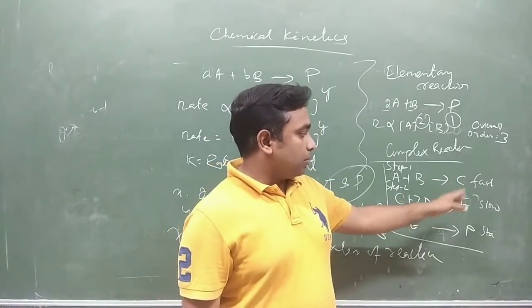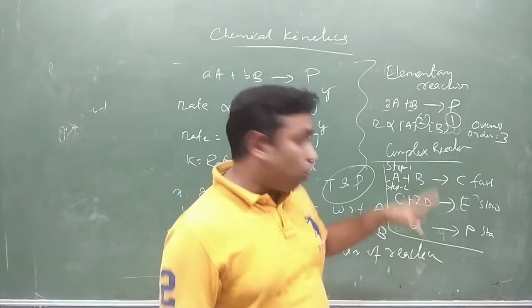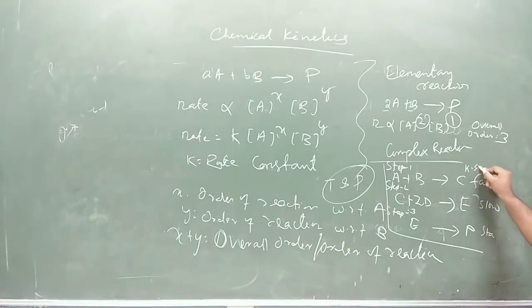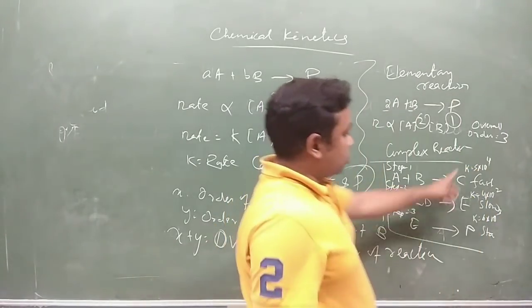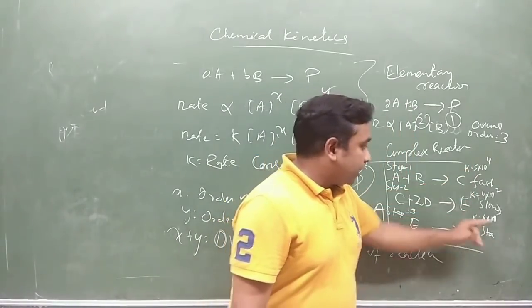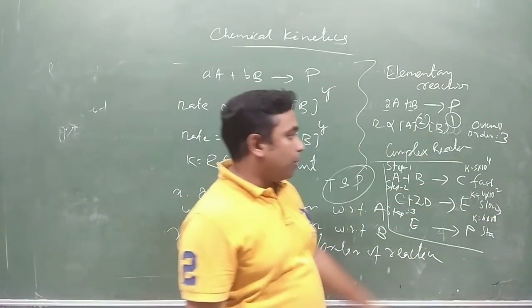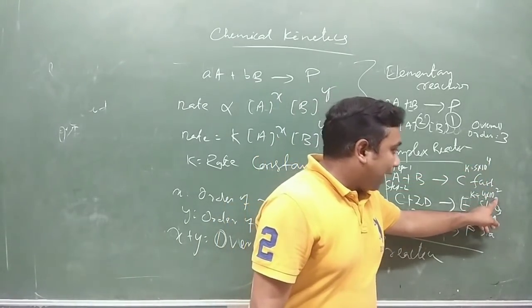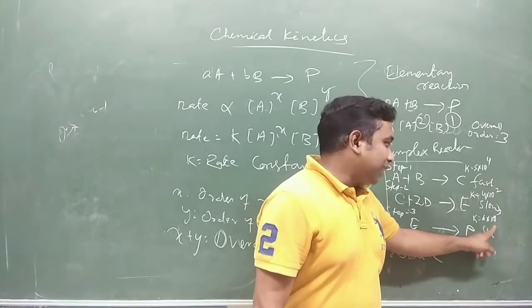Either fast or slow will be written, or you will be given data like this. For the first step the rate constant value is k equal to 5 into 10 to the power 4. For the second step k is equal to 4 into 10 to the power 2. For the third step k is 6 into 10 to the power 3. Notice that all the rate constant values are given. From these rate constant values you can know which is slow and which is fast. Here 4 into 10 to the power 2 and here it is 6 into 10 to the power 3.